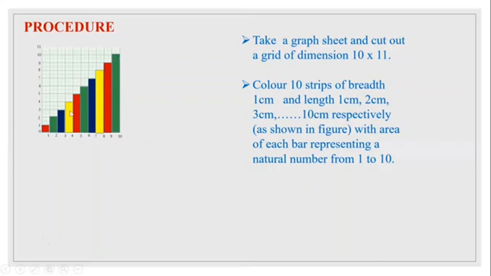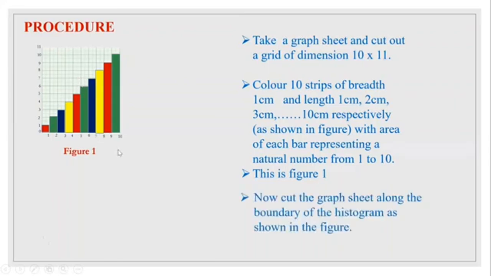So if I take up the area of all these rectangular strips, it will be equal to 1 plus 2 plus 3 plus 4 plus 5 plus 6 plus 7 plus 8 plus 9 plus 10. That means the sum of all the numbers from 1 to 10 will be the area of all these strips. Right? Now what is the next step? I mark this as figure 1. So while pasting, this will be the figure 1 that I'll be making and pasting in my lab file.